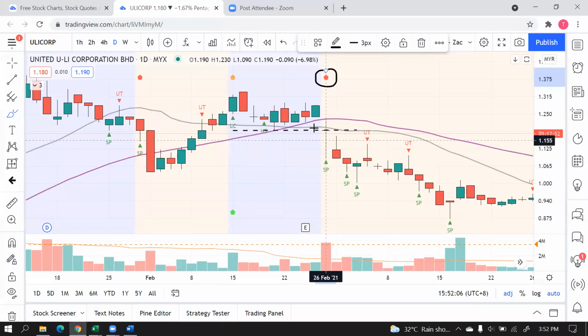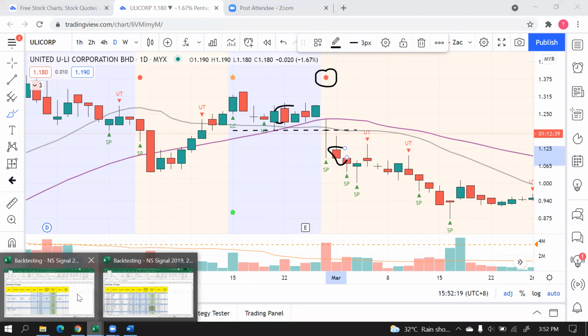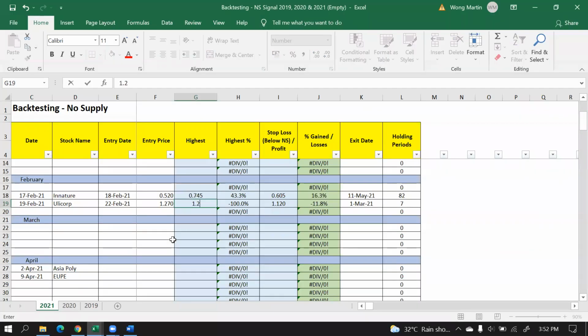So the highest among the entry to exit, on this day, I believe is this point. This is the highest, 1.29. So at the highest only, you get 1% plus, and losses are around 10%, almost 12%, for Unicode. So this is how you run the backtesting.